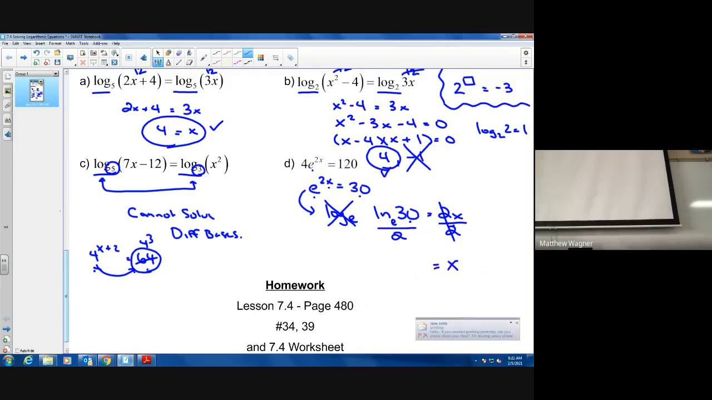And in this situation, we want to make sure we round using our calculators. So what I would do is type in the natural log of 30 divided by 2. Again, the natural log key is on the left-hand side of your calculator. Just hit natural log 30, enter, divided by 2, enter, and you're going to get 1.701.